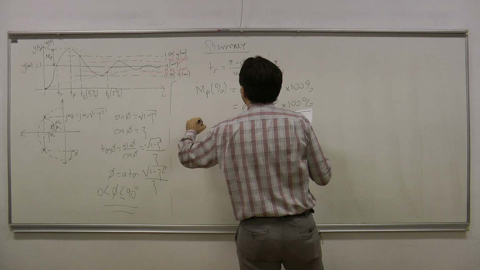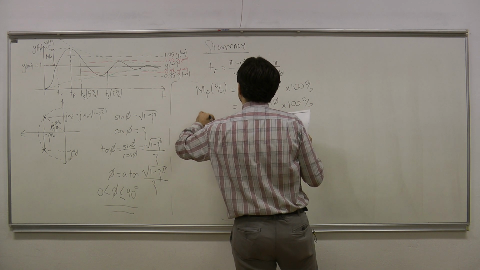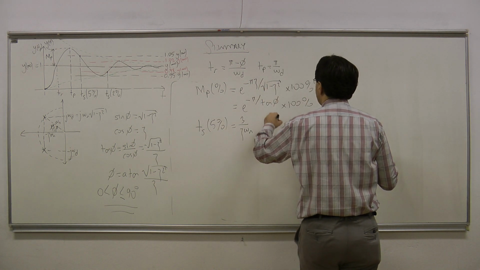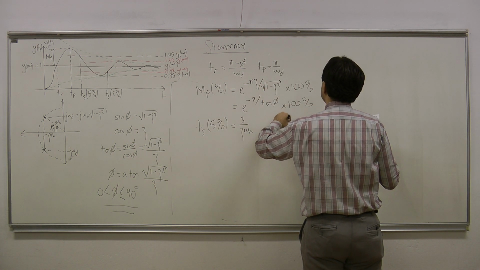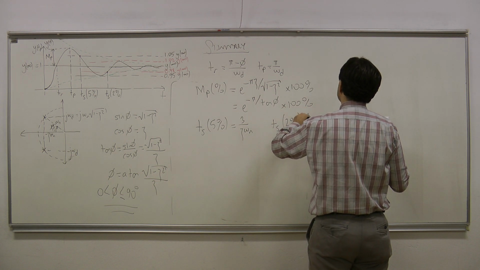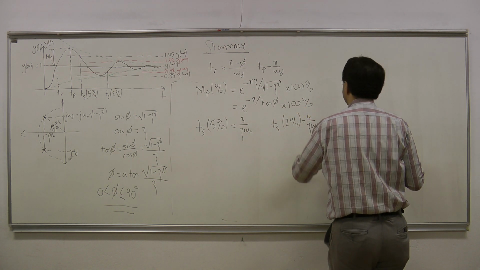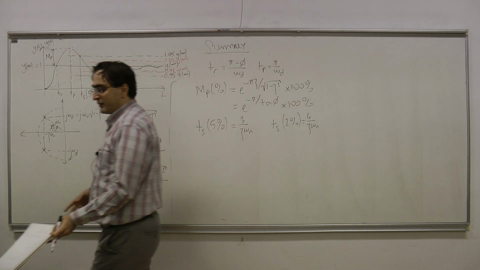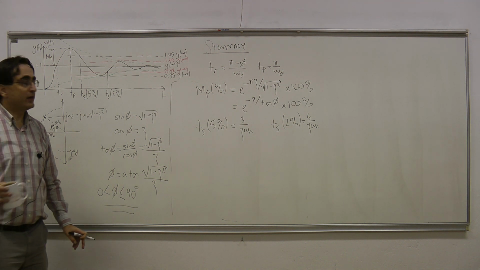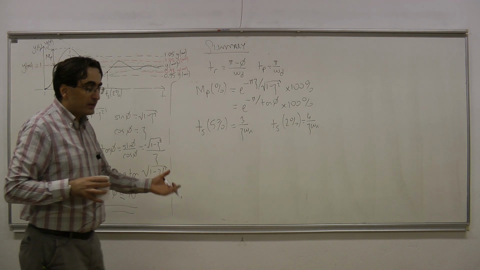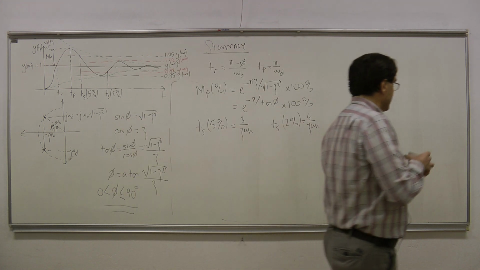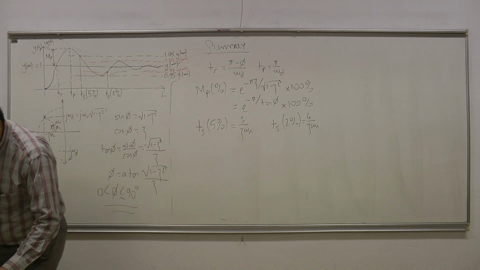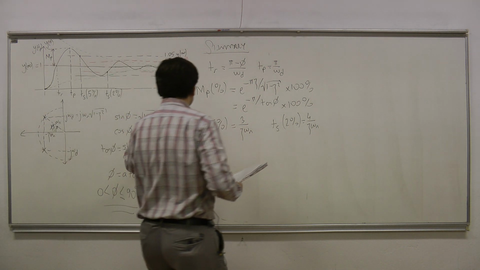And we have found the settling times. Ts 5% is 3 times the time constant. And settling time 2% is 4 times the time constant. Okay? So these are our formulas. And now let us quickly solve an example about what we can do with these relationships. Let us write an example.